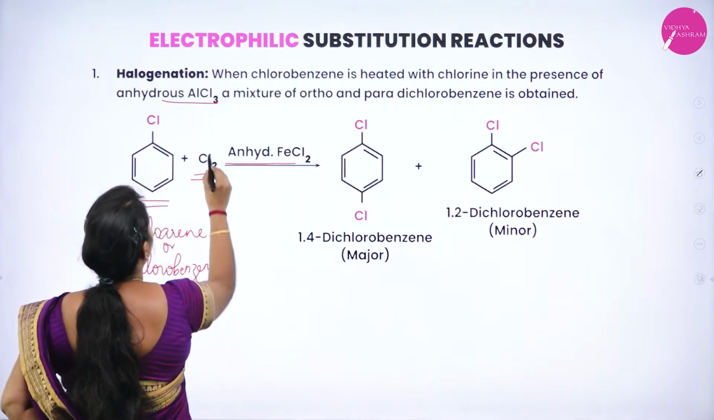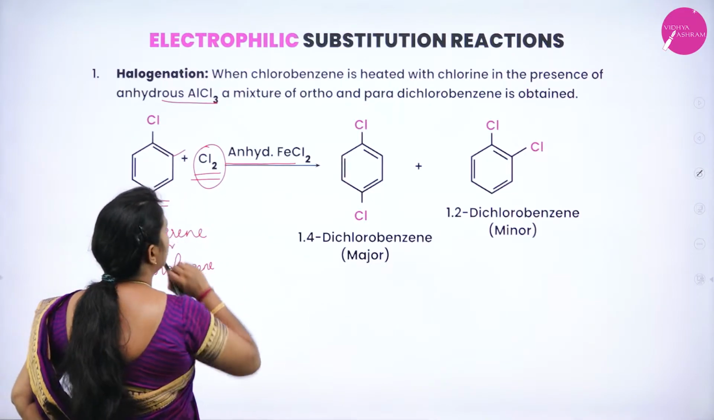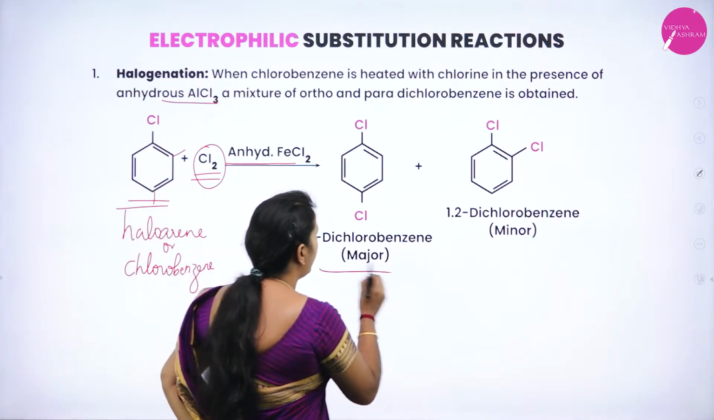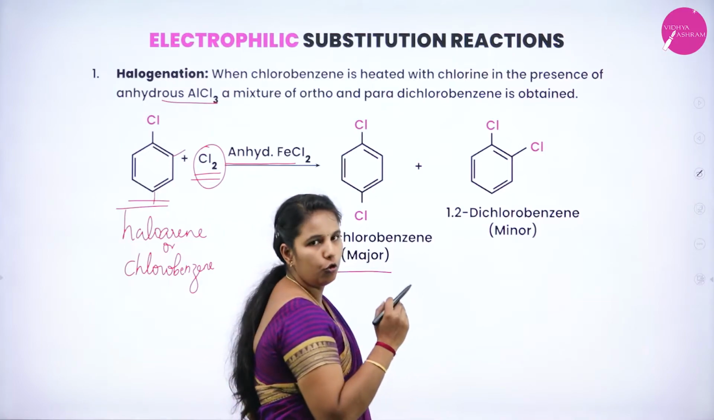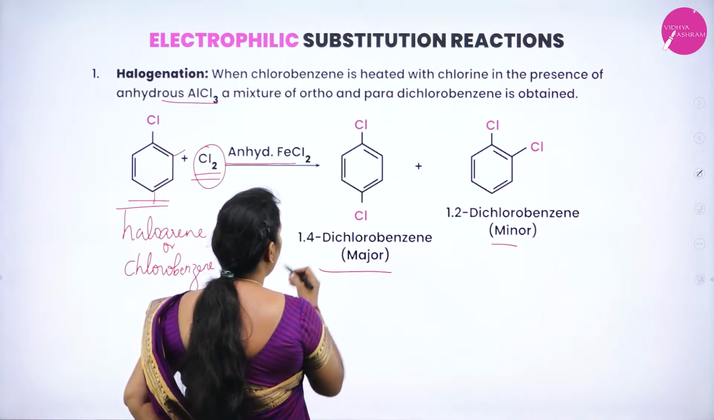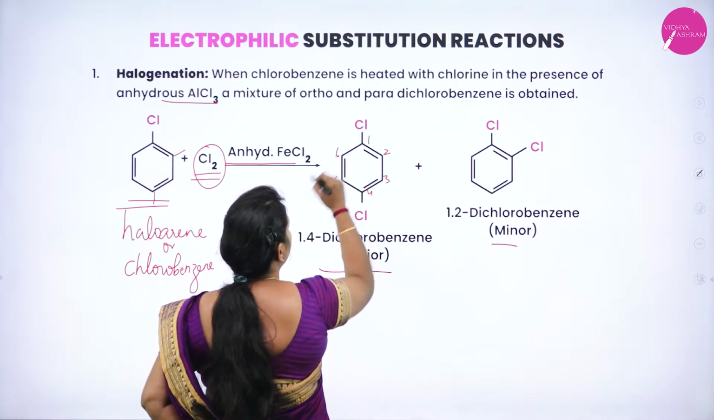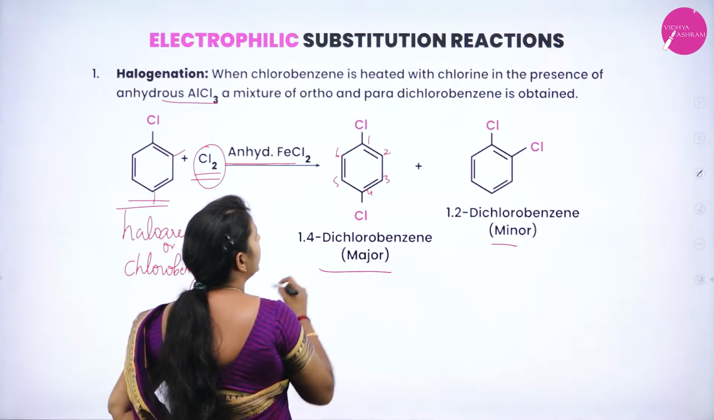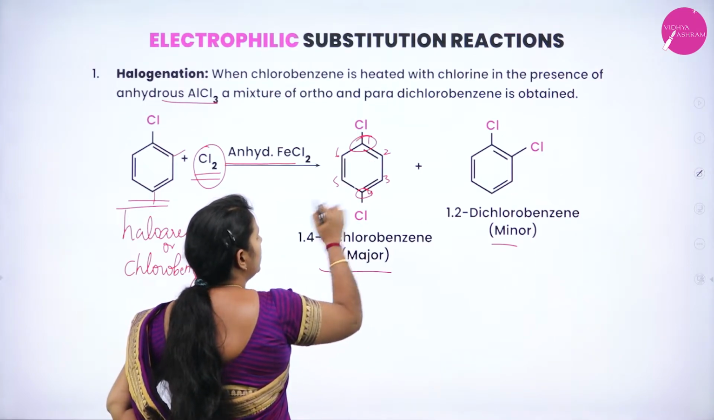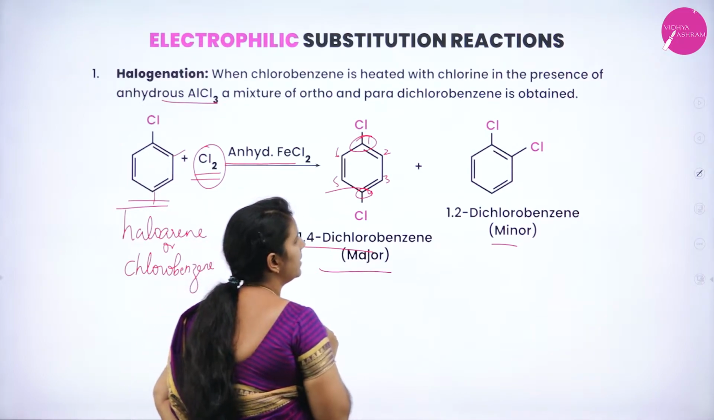So what will happen? This chlorine will go and substitute at the ortho and the para position, thereby it forms a dichlorobenzene. It forms what? Dichlorobenzene. You can see that the name of this product is, where the chlorine group will get attached to the first and the fourth carbon atom. So it is 1,4-dichlorobenzene.